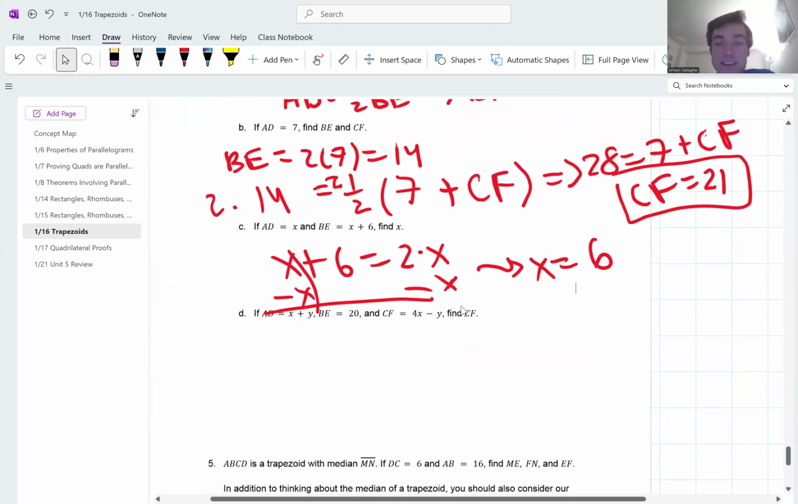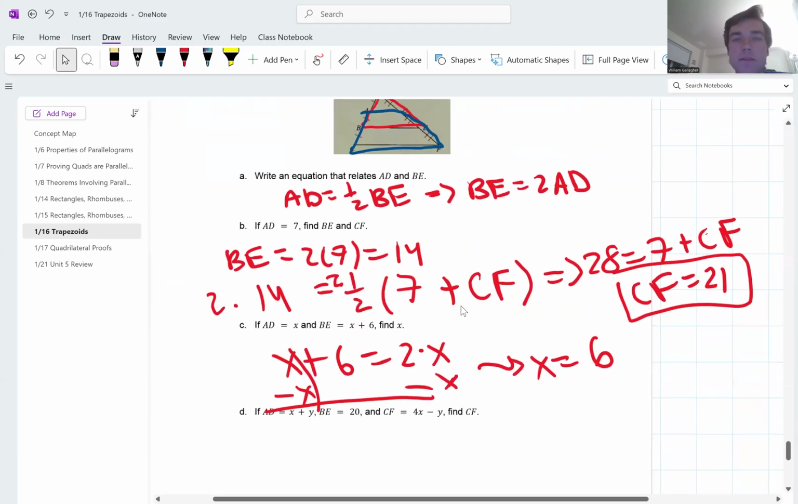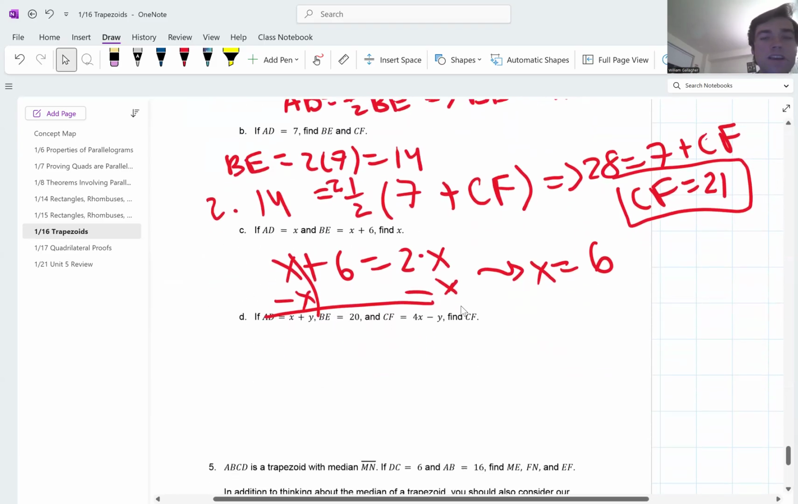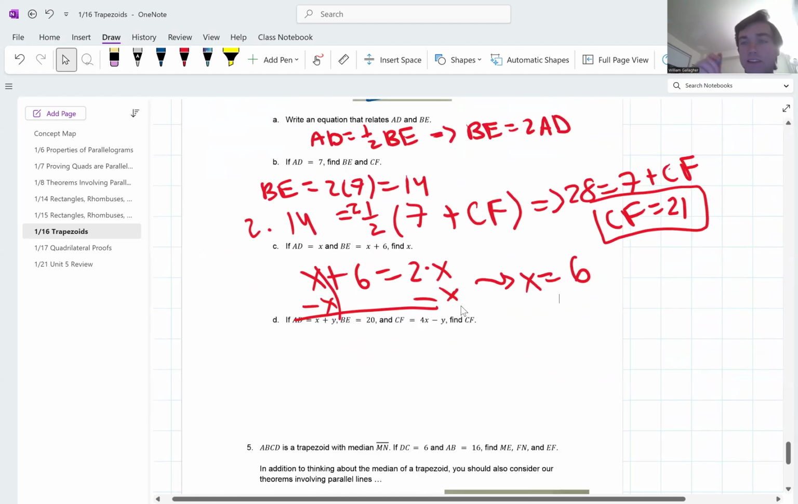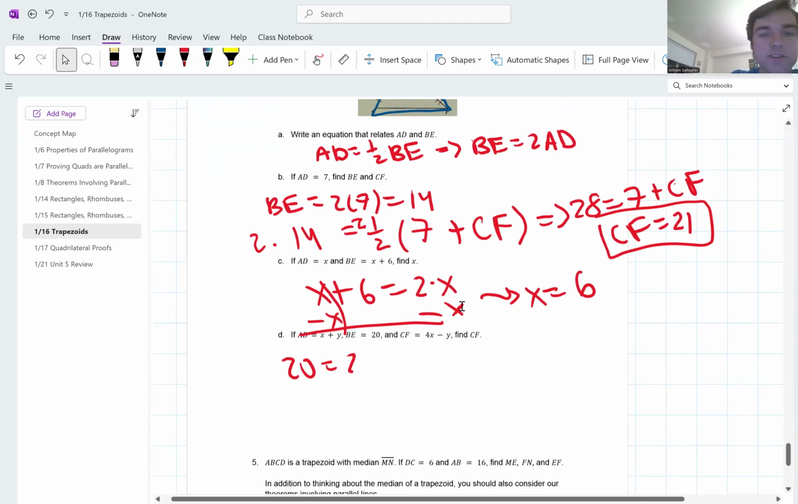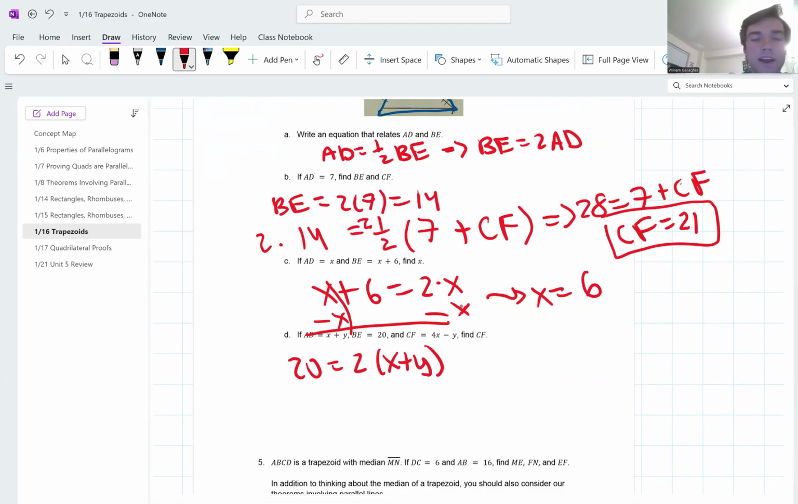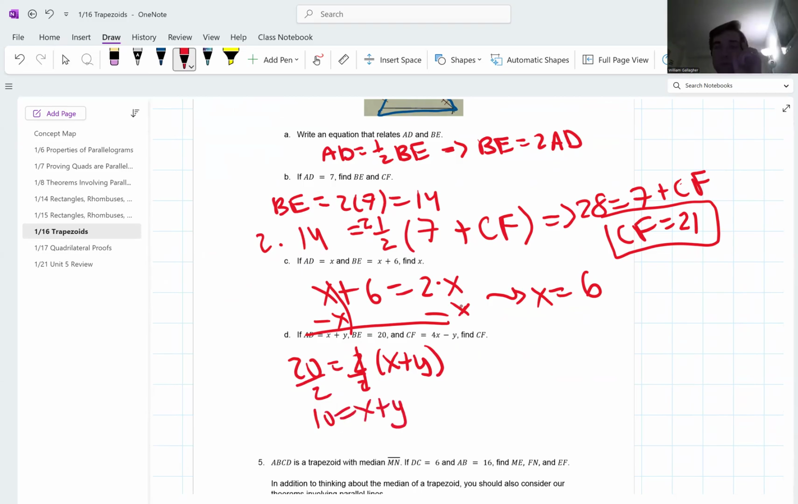For question D, D is hard, or not hard, but this is where I think it gets, again, legit. We want to set up 2 equations. So the first one, let's link AD and BE. And so if we know, again, that BE is double AD, I'm going to set up that 20 is equal to 2 times AD, which is X plus Y. I could distribute, or I can just divide by 2 right off the bat. So 10 is equal to X plus Y. And so I have one equation and 2 variables. Let's see what happens with the other one.